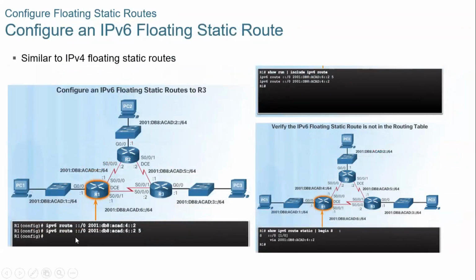Here is the example of configuring the IP version 6 floating static route. As you can see, same thing, and you just add the distance over there. One is going that way, one is going this way. And the one going this way is given the AD of 5. And it runs the same way.